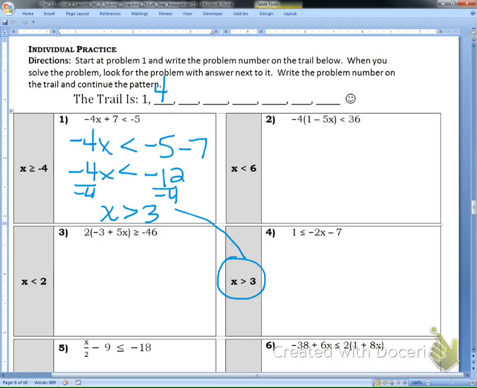And then you will solve problem number 4, look for that answer, and write the number up at the top of the trail. Get an instructor if you're confused about what you're supposed to do here, or solve all the problems, and then we could figure out the trail at the top. Alright, do these on your own, and then you can check it, I'll have the answers posted.